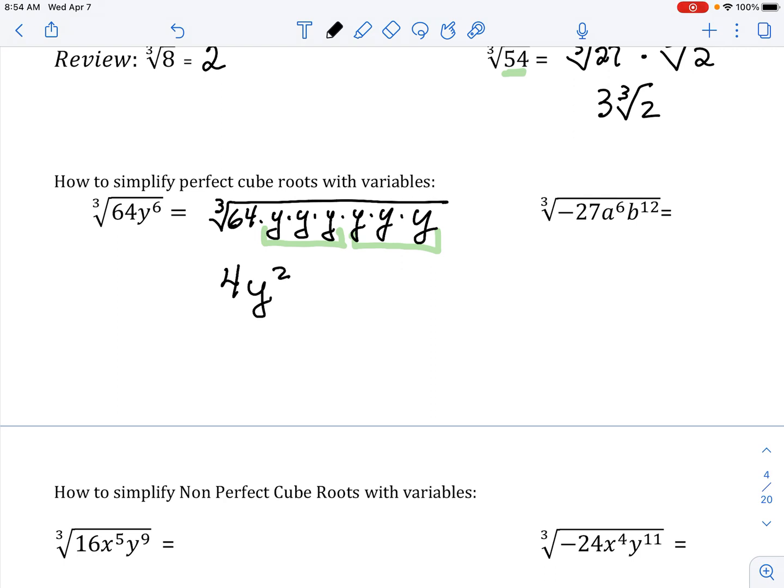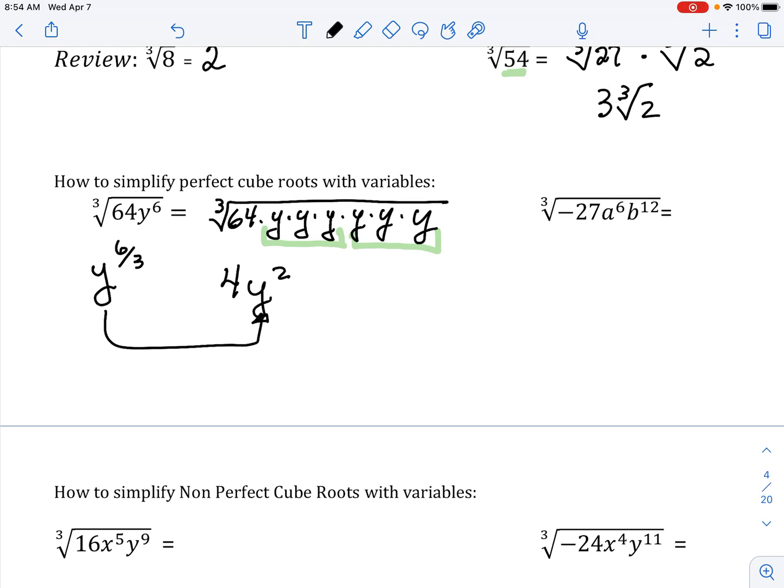Y squared. Another way that you could do it is you could rewrite the variable with a fraction exponent. So that would be y to the 6, that's your power, over the index, which is 3, and that's where we get our y squared.